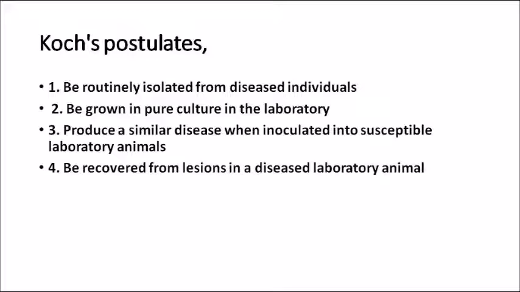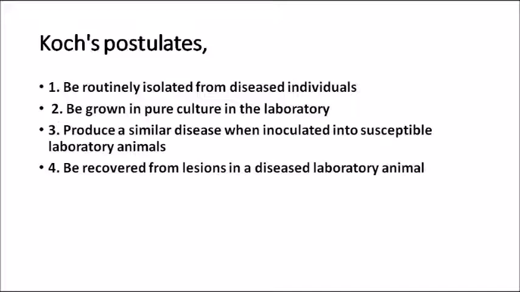Now we have some postulates to decide whether an organism is a pathogen, right? These are known as Koch's postulates. We have four postulates. One is it should be isolated from the diseased individual. If we are getting that from a diseased individual, then only we can say this is pathogenic. Two, after getting this from the diseased individual, it should be grown in a pure culture in the lab. We should be able to grow it in the lab. Third one, when it is taken and inoculated into another organism, it should develop disease. And fourth one, we should be able to recover this from a lesion of this lab animal.